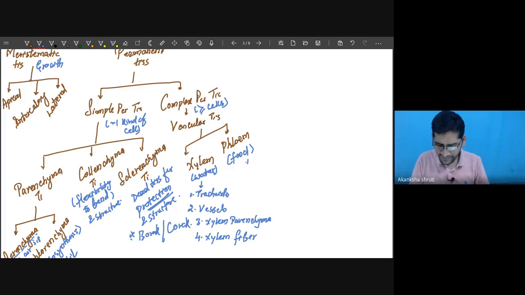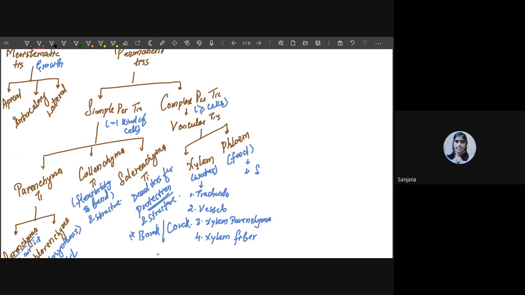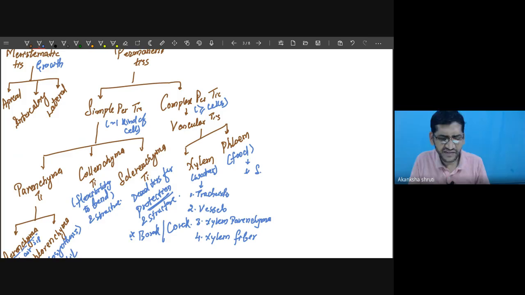Similarly, the phloem also consists of 4 kinds of cells. One is called sieve tube. Companion cell. So write it: sieve tube. Like for carrying water there are trachea and vessels, similarly the sieve tube is there. The structure I will draw later.